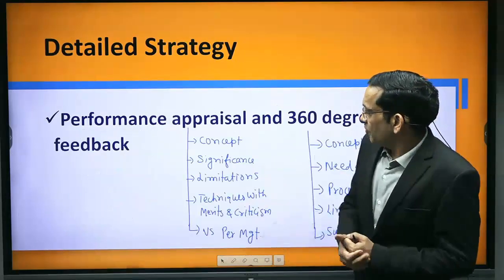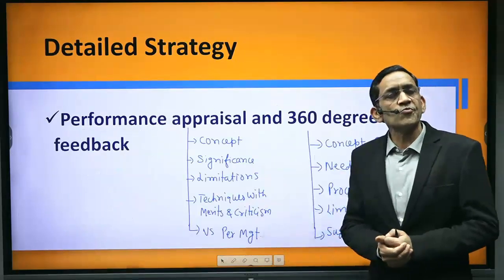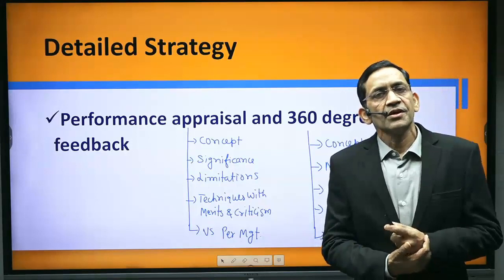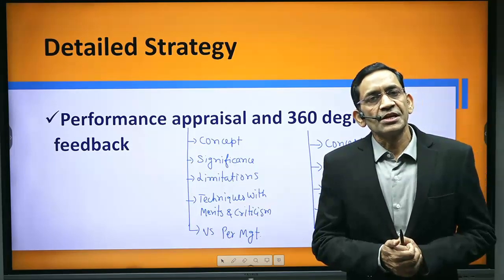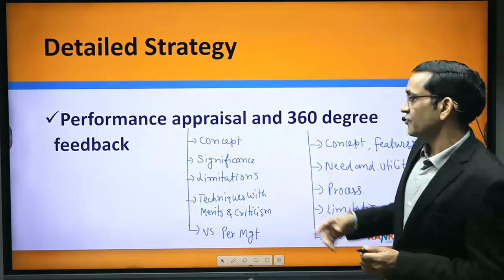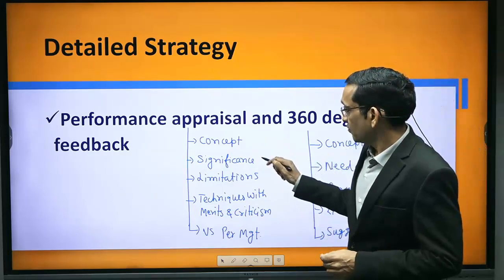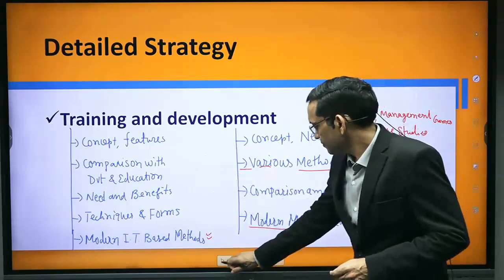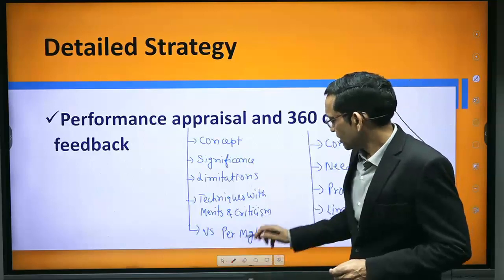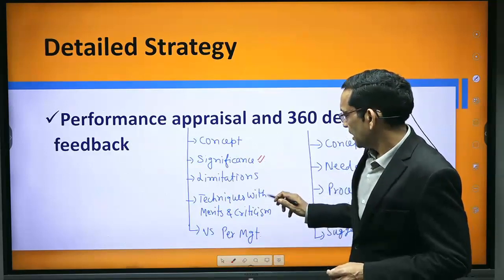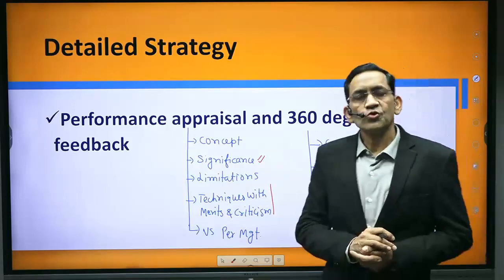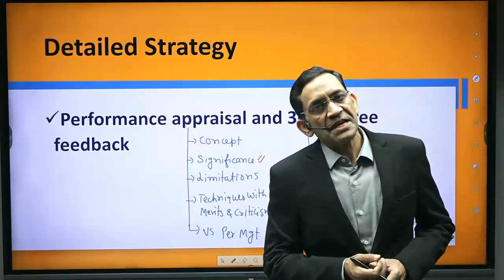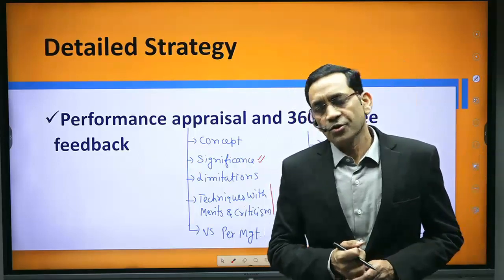Let us see performance appraisal and 360-degree feedback. In order to make any organization effective, in order to take maximum benefit of workers' abilities and their training, it is essential to regularly appraise their performance. So another important chapter, concept of performance appraisal, what is its significance? Here questions are asked on significance. And on various techniques, on each individual technique, questions may be asked. For example, a bell curve method question may be asked. Behaviorally anchored rating scales, here a question may be asked.